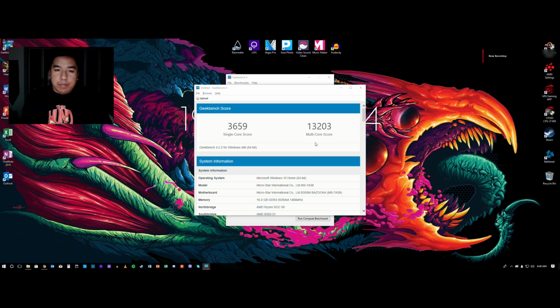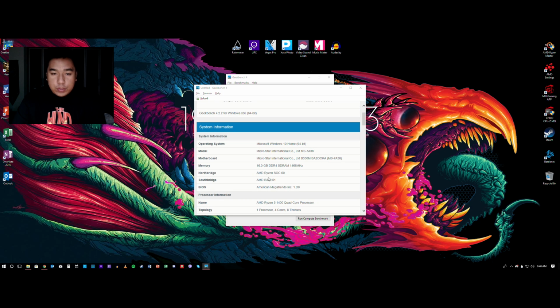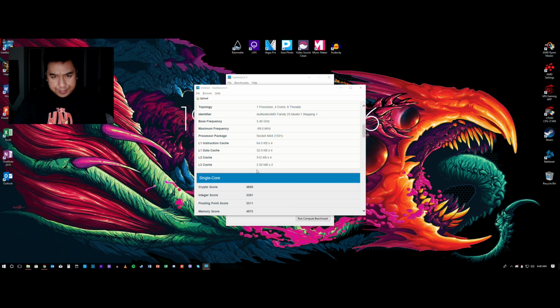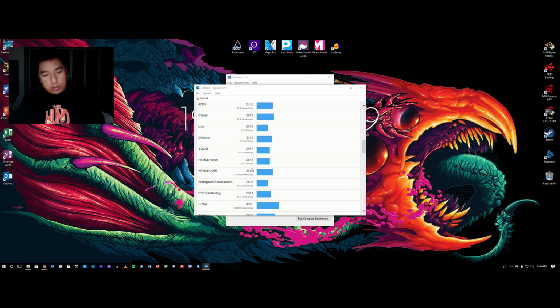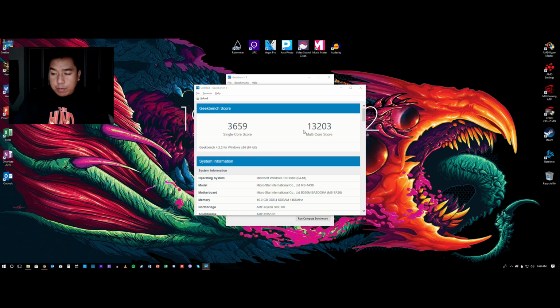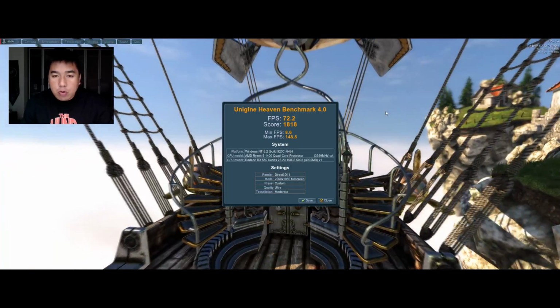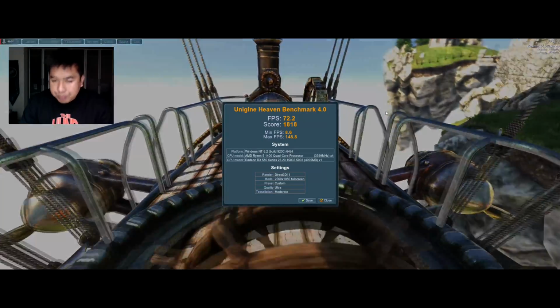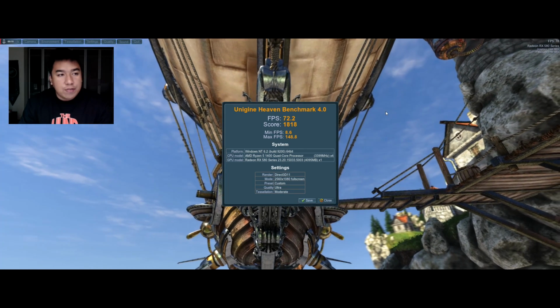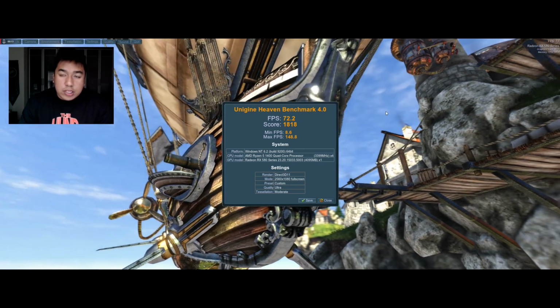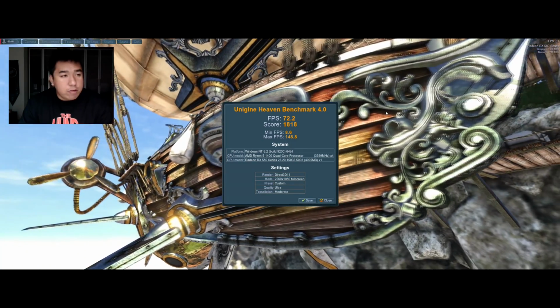So, after running the benchmark for the CPU side, I got a score of 3659 and 13203. And this is with the 16 gigs of RAM. And I have my SSD running the benchmark, and I'm going to be comparing that as soon as I swap out the CPU with the Ryzen 7. So with Unigine Heaven, I was able to score 72.2. This is running at Ultra. The RX 580 is not bad, so we'll test it out once I get the Ryzen 7 and see if there's any difference.